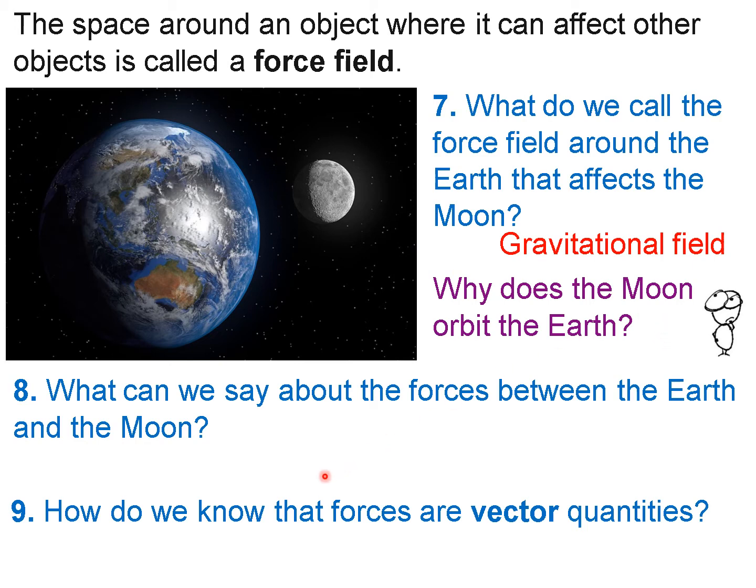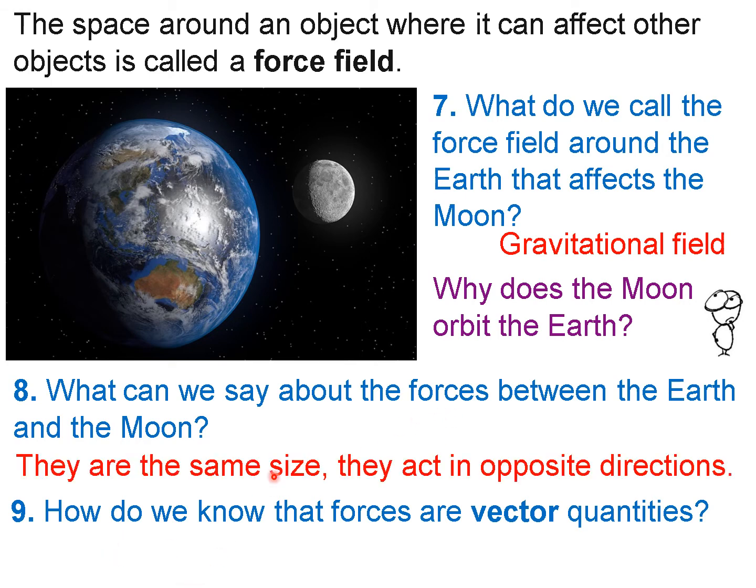Here it's asking about the forces between the Earth and the Moon. We can say that they are the same size and they act in opposite directions. I quite often catch out students and classes on numerous occasions with this question about which one, the Earth or the Moon, exerts the larger force. It's a bit of a trick question, because the forces are both the same size. The reason the Moon orbits the Earth is that even though the forces are the same, the Moon has a much smaller mass, so it accelerates more than the Earth, and that's why we get the Moon orbiting the Earth and not the other way round.